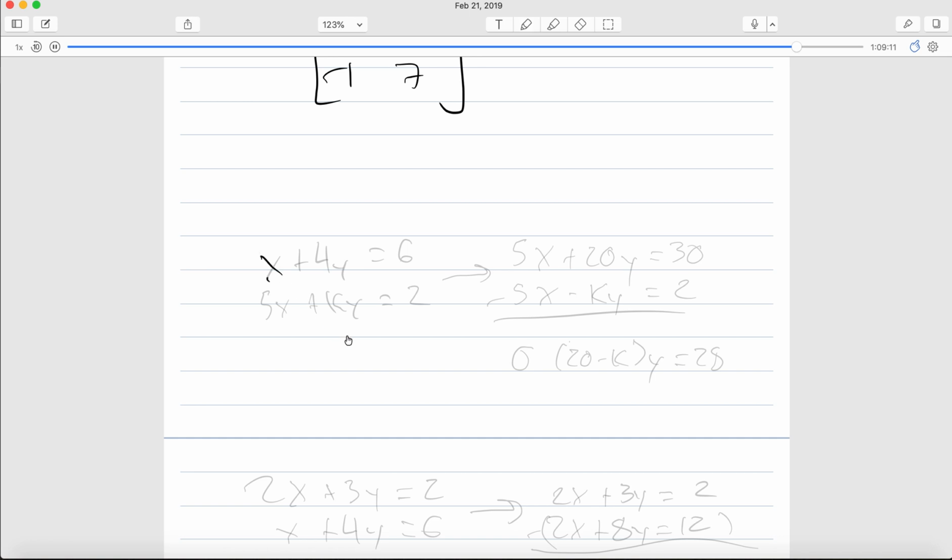This is negative x plus 4y equals 6. 5x plus ky equals 2.